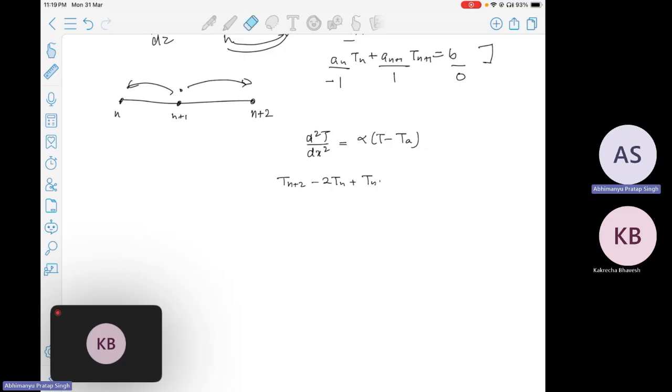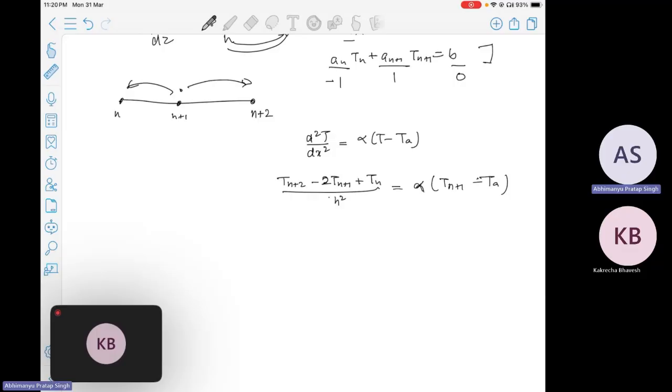sorry, Tn plus 2 minus 2Tn plus 1 plus Tn divided by, I think it is 2h square. Is it 2h square or h square? H square, sir. H square, right? Yeah. And then this becomes alpha times (Tn plus 1 minus Ta).